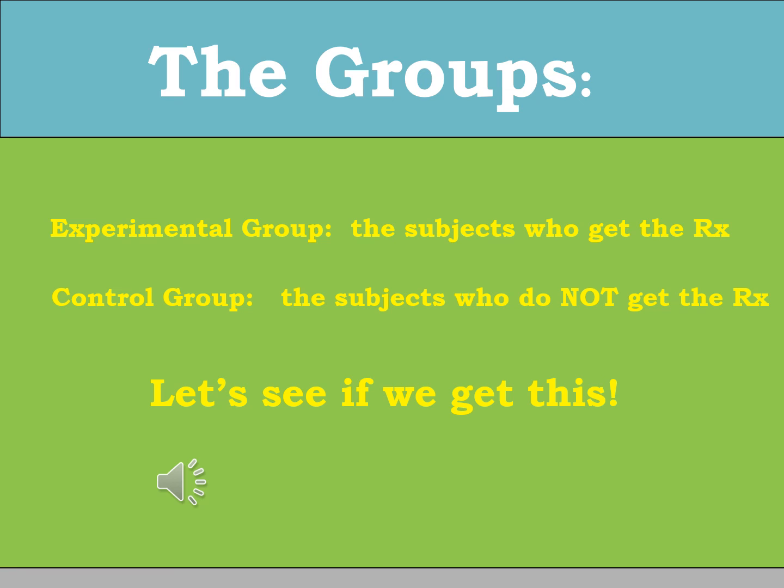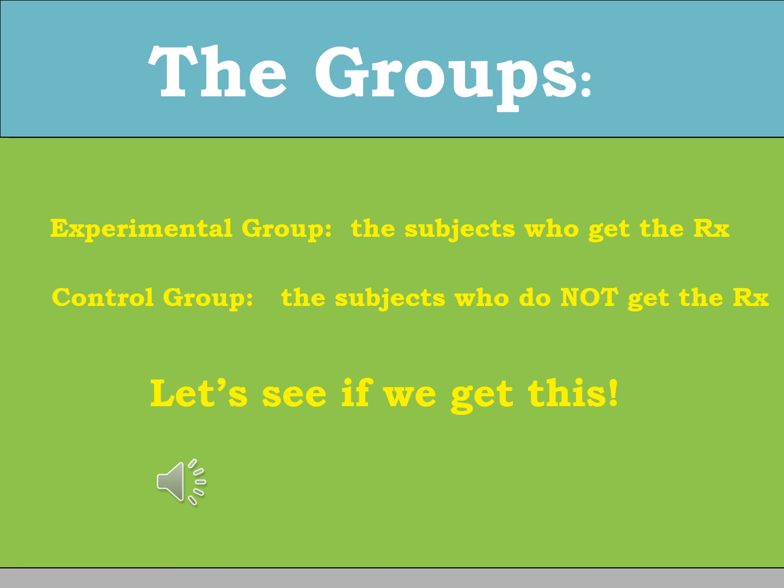Before we're ready to apply our terms, we have to learn the other set of terms, the groups. Experimental group. They're the subjects who get the treatment, whatever that treatment might be. It might be medication. It might be a new study technique. It might be exercise. You get the idea. It's the treatment. So if they're getting the treatment, they are the experimental group.